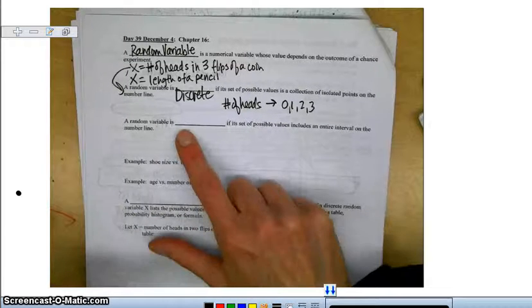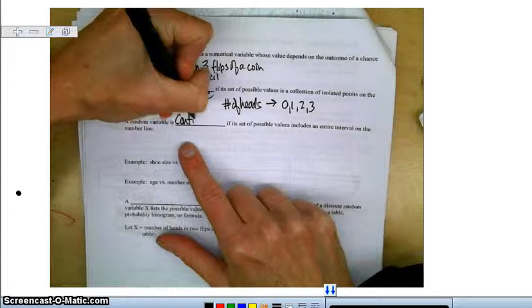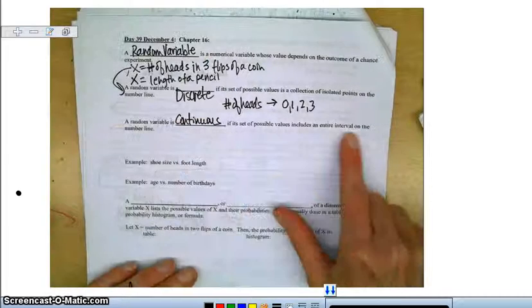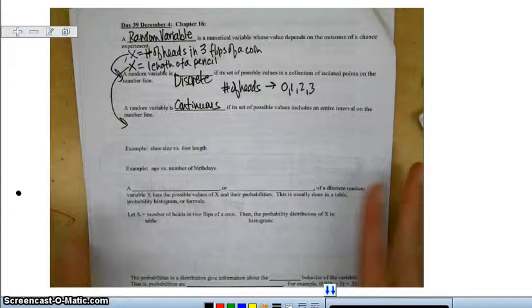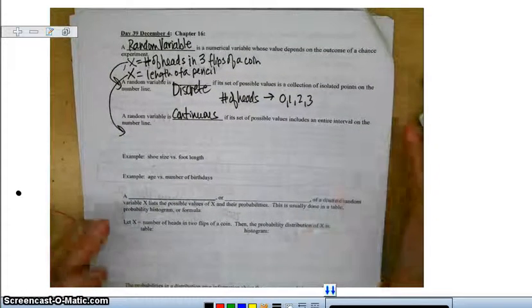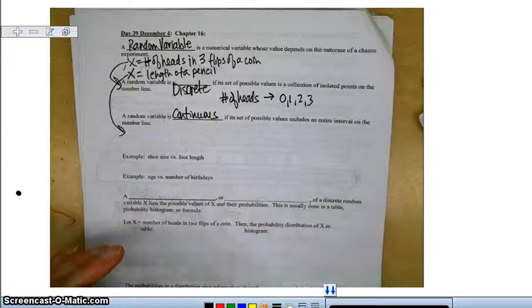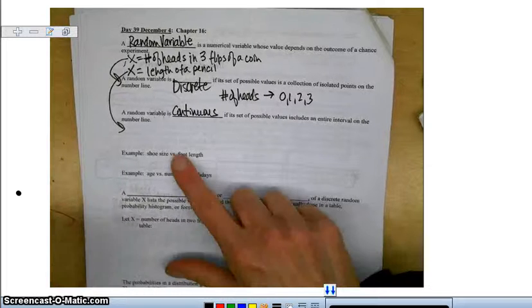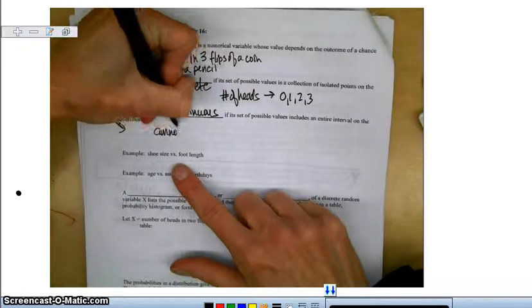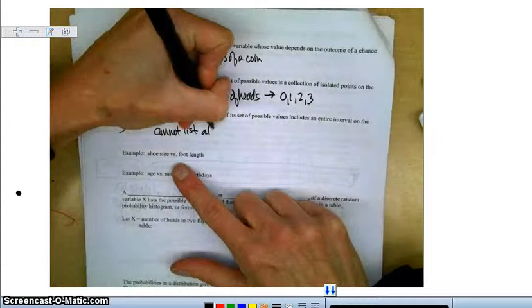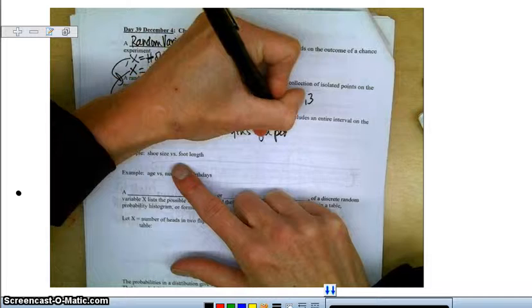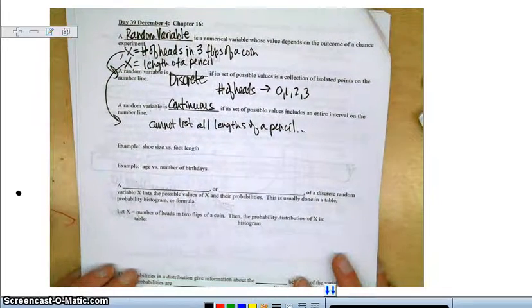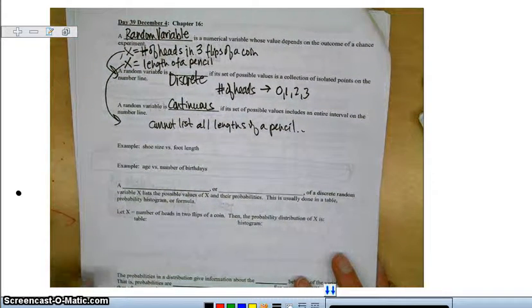A random variable is continuous if the set of possible values include an entire interval on a number line. That would be the length of a pencil. If you sharpen a pencil, you might know what it started with, but you sharpen it, you don't just stop at exact values. So basically you cannot list all lengths of a pencil. So since you can't do that, this is a continuous random variable.